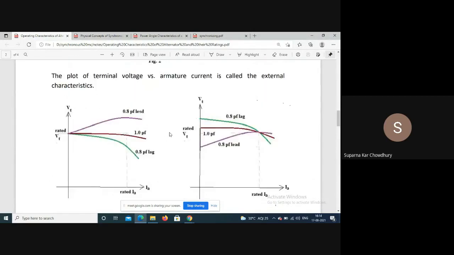From here, it is obvious that if we want the terminal voltage to be constant, we cannot keep the field current or excitation constant. Excitation has to be controlled to get a constant terminal voltage. And as these machines are used for voltage generation, we want their terminal voltage to be constant irrespective of the load. So the excitation has to be controlled. These machines have automatic voltage regulators which will control the excitation.